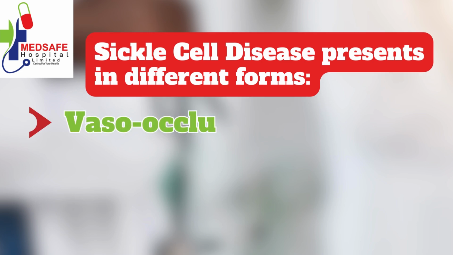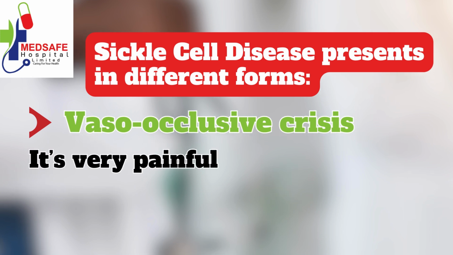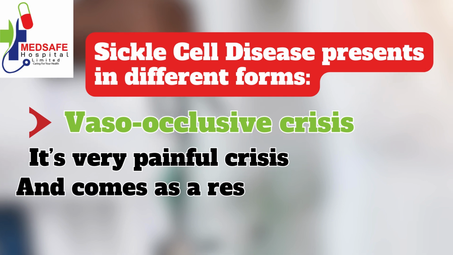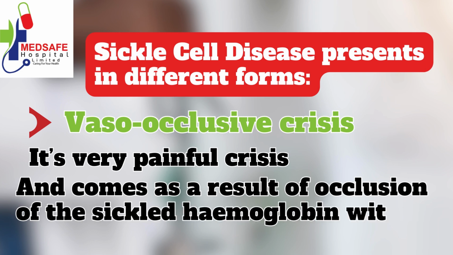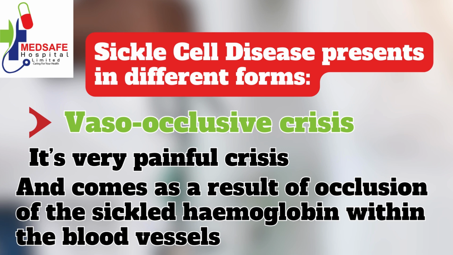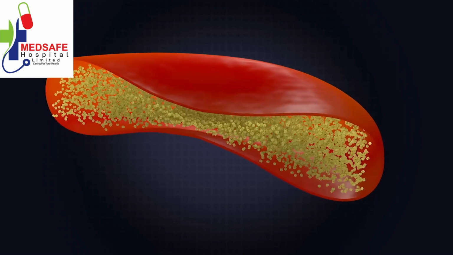We have what we call vaso-occlusive crisis. This one is a painful crisis. Someone will always come when they are in pain, so painful, and it comes as a result of occlusion of the sickled hemoglobin within the blood vessels. This is because when there is sickle cell and there is a decrease in oxygen tension, the hemoglobin changes shape and becomes sickled. So when it becomes sickled, it occludes within the blood vessel and cuts off blood supply.